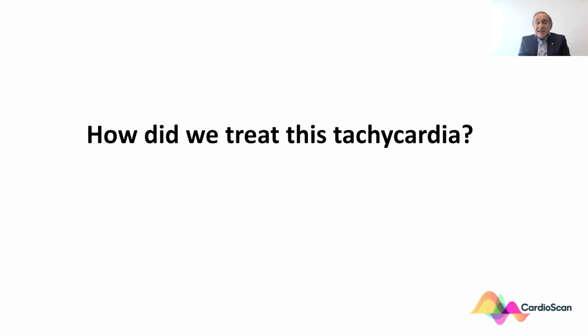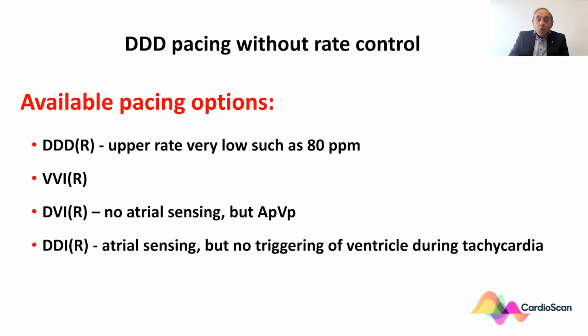How did we treat this tachycardia? What about dual chamber pacing without rate control? Well, we have a number of pacing options available. We can have dual chamber pacing where we keep the upper rate very low, such as 80 beats per minute. And this can be useful in the very elderly patients who are not very mobile.